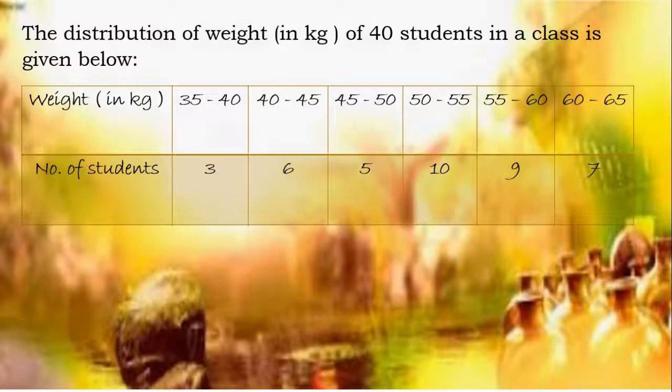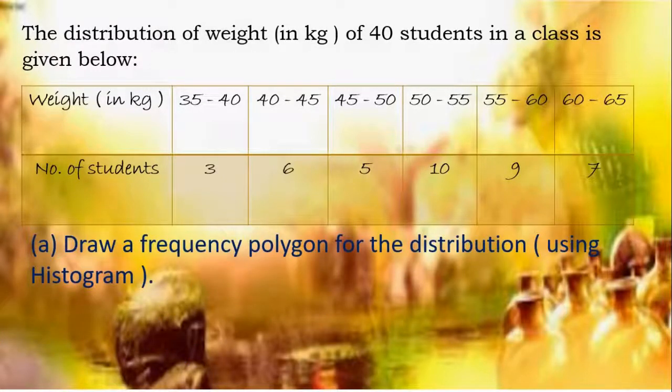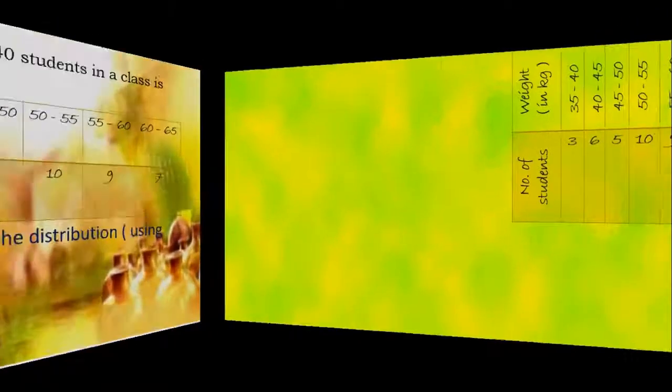The distribution of weight of 40 students in a class is given below. Here, the weight in kilogram is given as the class interval 35 to 40, 40 to 45, 45 to 50, 50 to 55, 55 to 60 and 60 to 65. And the corresponding number of students are 3, 6, 5, 10, 9 and 7. It is the frequency. So we have to construct a frequency polygon for this distribution. We are going to use histogram to construct frequency polygon. Here the frequency table is given.